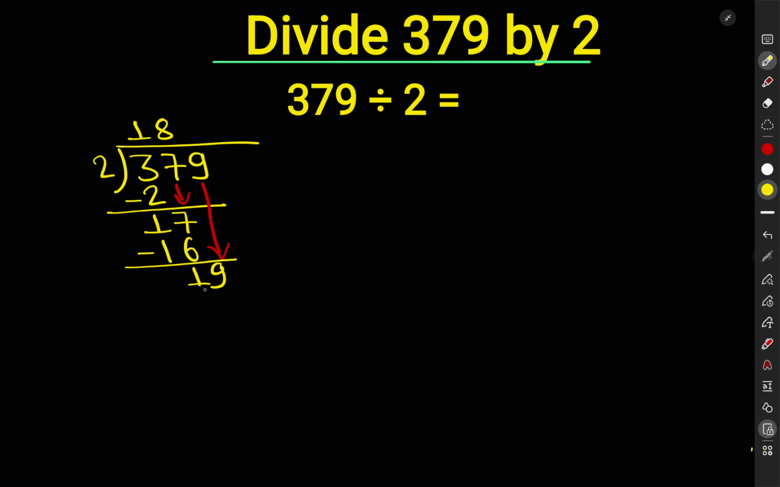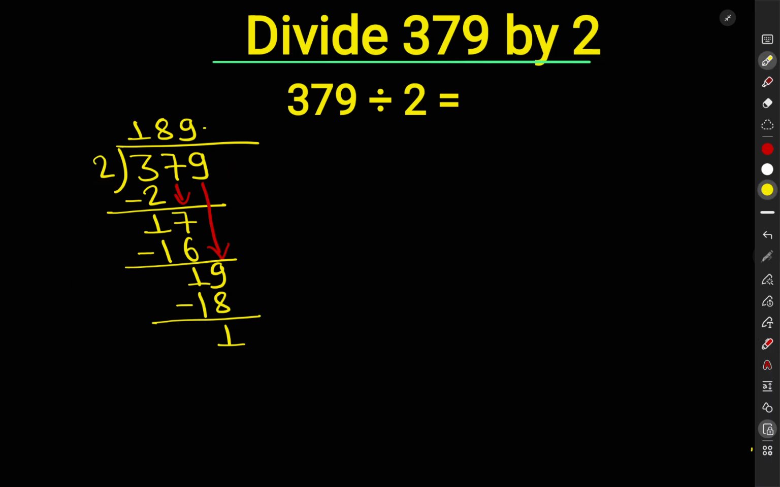So now it is 19 and 2 times 9 means 18. On subtracting we get 1. So again this 1 is less than 2 and there is no other number beside.